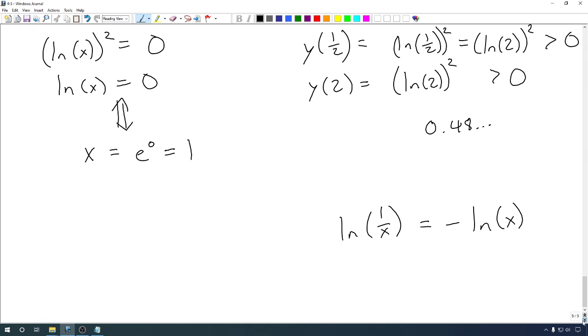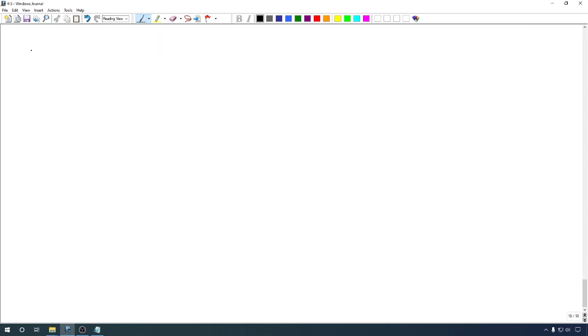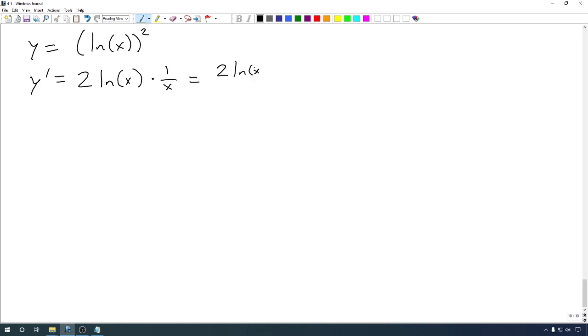All right, what's next? Well, now we're going to talk about our derivative. So if y is equal to ln of x squared, and we've already started talking about this before, we're going to use our chain rule. We have the square on the outside, so we have 2 times the inside. But then we need to multiply by the derivative of the inside. We need to multiply by 1 over x, which we can even just go ahead and write as 2 ln of x over x.